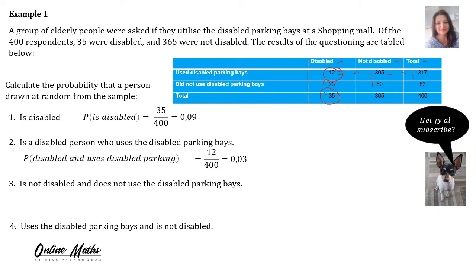Number 3, calculate the probability that a person drawn at random from the sample is not disabled and does not use the disabled parking bays. So where is it now? Not disabled and does not use, I think it's going to be the 60 out of 400, which is 0.15.